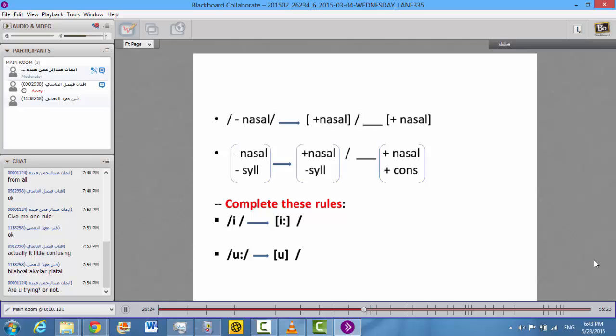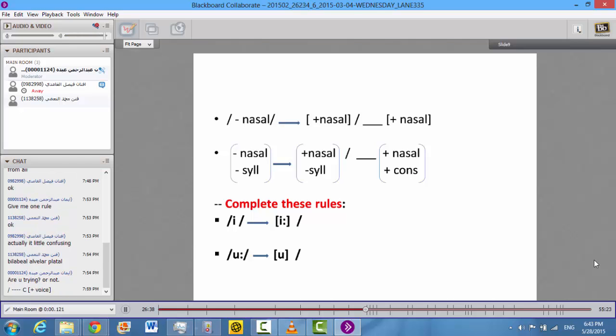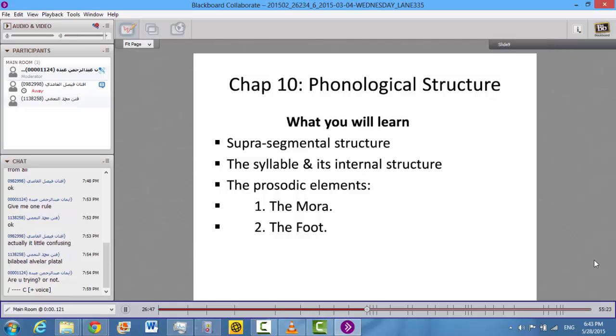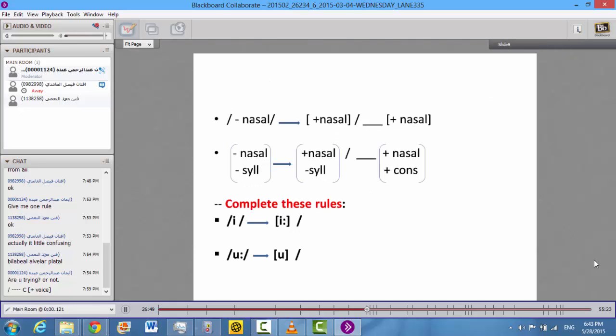Yalla, give me the environment, the E. The E is lengthened here when it is followed by a consonant that is plus voice. And in the second, the O lengthened is shortened because it is followed by a consonant that is minus voice.